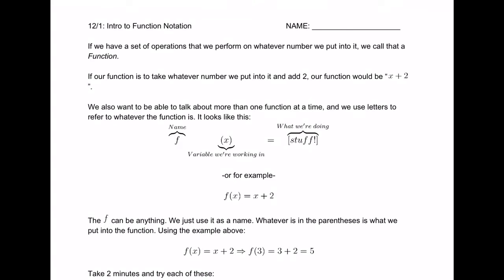If we have a set of operations that we perform on whatever number we put into it, we call that a function. If our function is to take whatever number we put into it and add 2, our function would be x plus 2. We also want to be able to talk about more than one function at a time, and we use letters to refer to whatever the function is. It looks like this. f of x is equal to what we're doing. Or for example, f of x is equal to x plus 2.